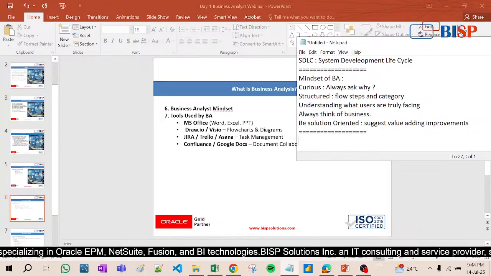So in this way, suggest value adding improvements, right? So in this way you can add the value, okay?